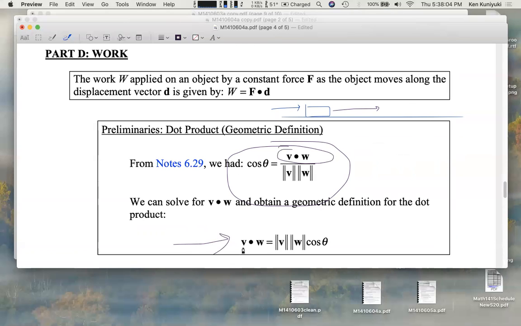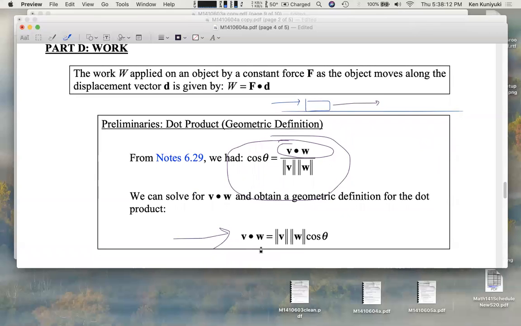Before, with the algebraic definition, we said that V dot W was V1 W1 plus V2 W2, algebraic. But now geometrically, we can say that the dot product is the product of the lengths times the cosine of the angle between them. That's another way of defining a dot product, even in the absence of a coordinate system, really.